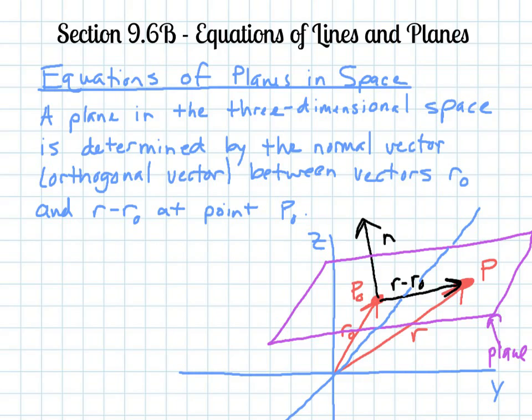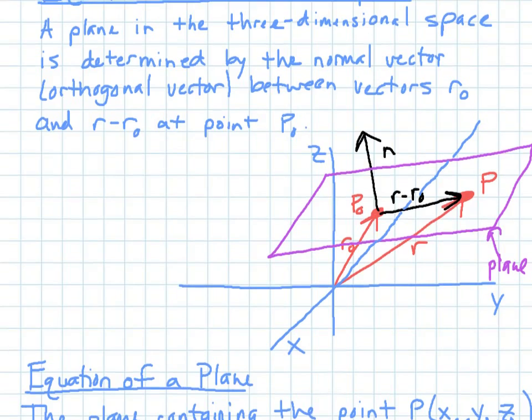between two vectors. So r sub o and r minus r sub o at point P sub o. Okay? So this is the hinging point right here. So we still need that initial point, and then we also need this vector n. Now the reason why we want vector n is because you're talking about two different vectors. You need to create a plane, so you need to know the two vectors that are in the plane.